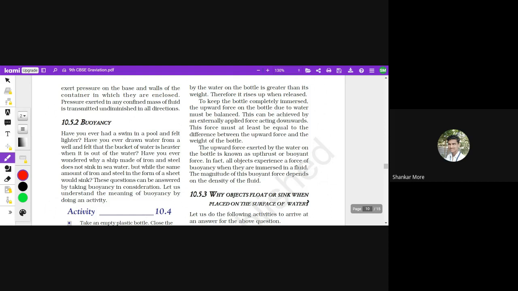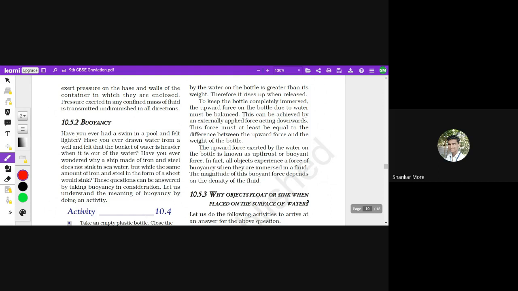So to keep the bottle completely immersed, the upward force on the bottle due to water must be balanced. अगर हमें उस bottle को डुबाना ही है, so what we can do? We have two options. First option is we can apply external force. मतलब जब हम दबा रहे हैं उसको, we are putting force on it, right? तो तब वो bottle रहेगी पानी के अंदर. But जैसे ही हम external force that we are applying, we take it out, the bottle will come up. This is the first way.